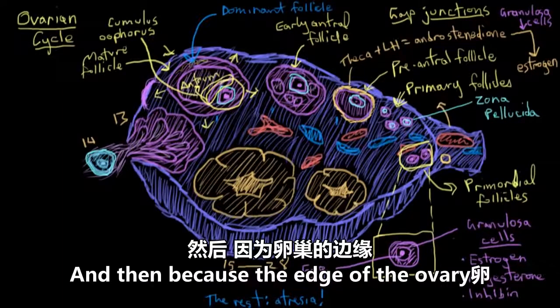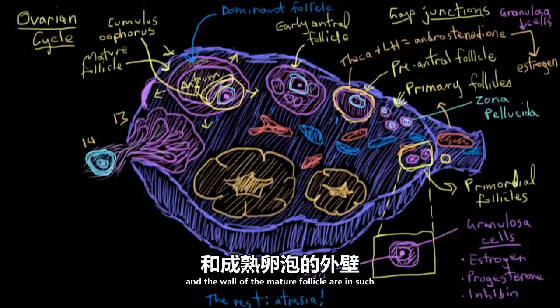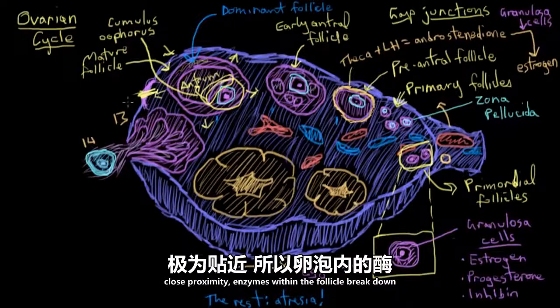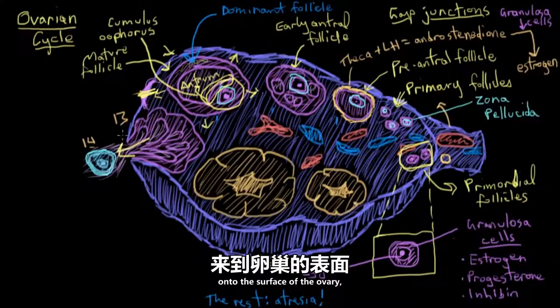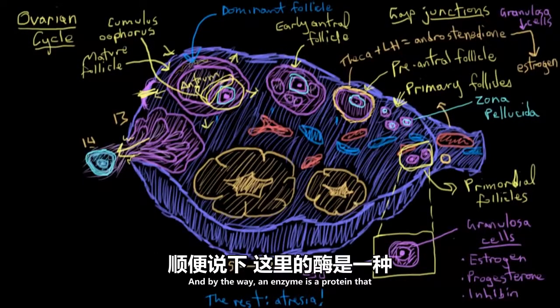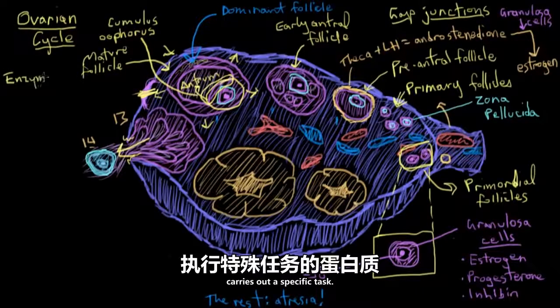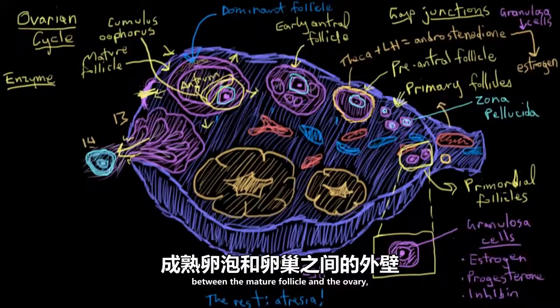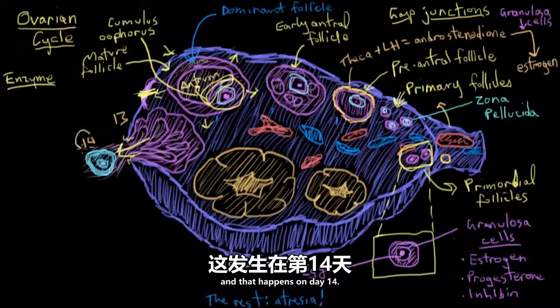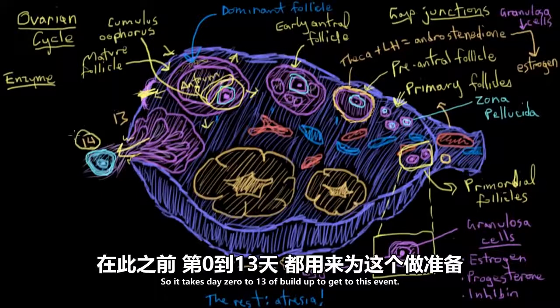And then because the edge of the ovary and the wall of the mature follicle are in such close proximity, enzymes within the follicle break down that common wall between them. And the egg pops out onto the surface of the ovary because now this wall is broken down. And by the way, an enzyme is a protein that carries out a specific task. The task here is to break down the wall between the mature follicle and the ovary. And that happens on day 14, so it takes days 0 to 13 of build-up to get to this event.